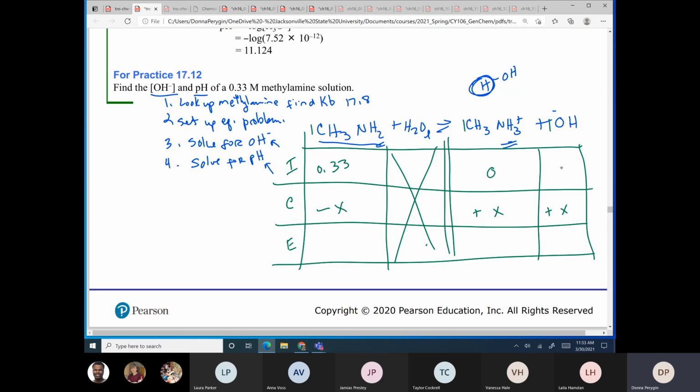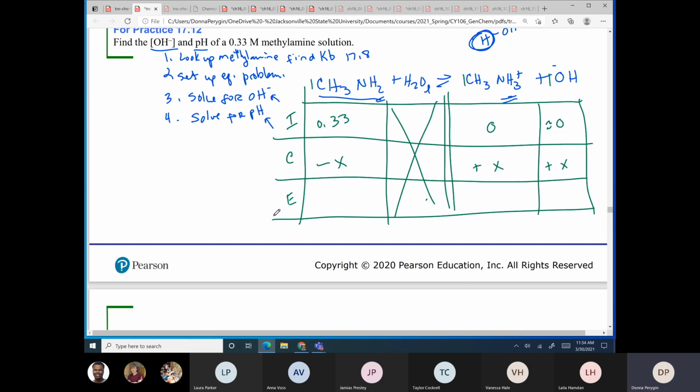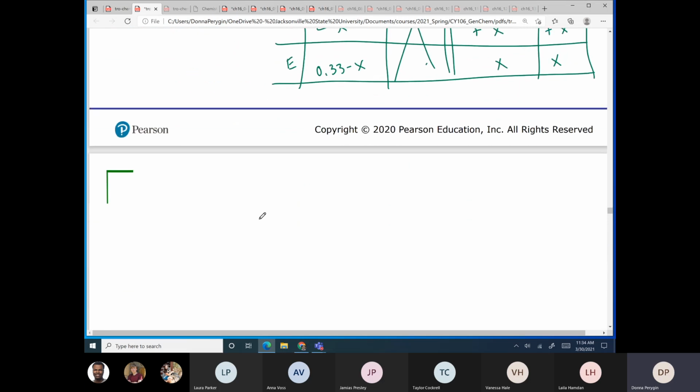So we started out with 0 of this and essentially 0 of this. Now there's always a little bit of hydroxide due to the autoionization of water, but in this case our methylamine concentration is large enough that we can just ignore that, okay? So we end up with 0.33 minus X at equilibrium for methylamine, and X for the other two species.